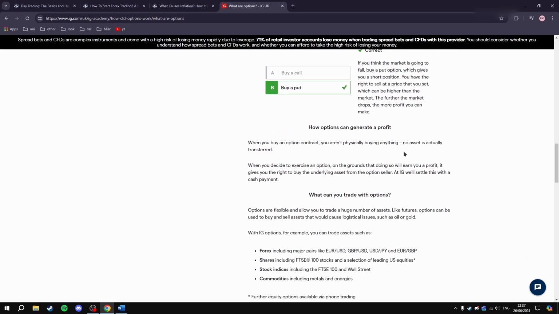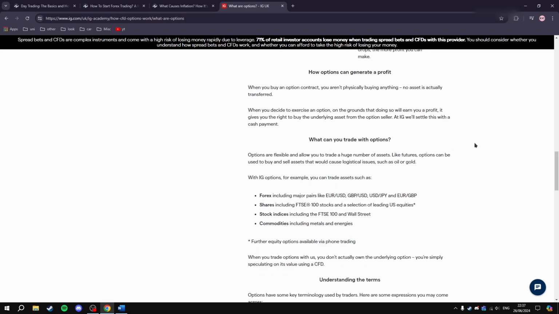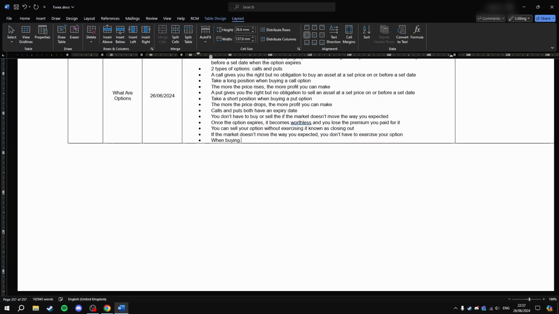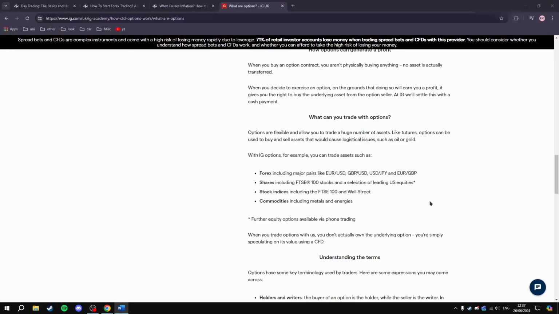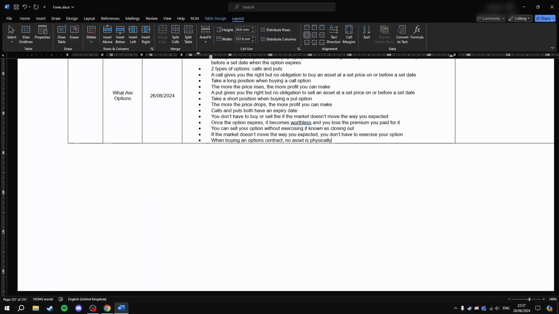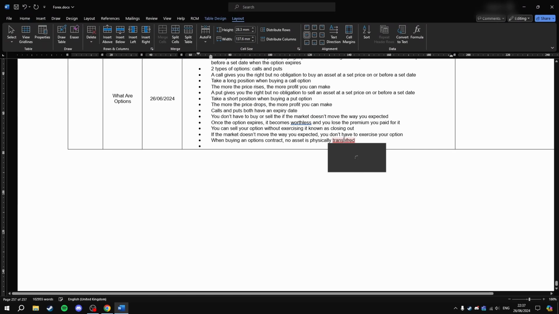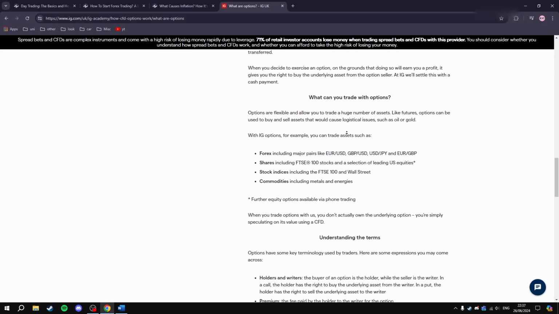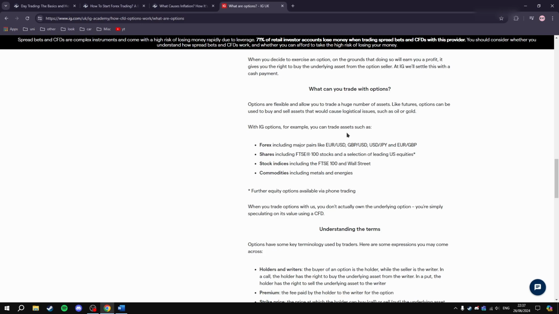So how can options generate a profit? When you buy an options contract, you aren't physically buying anything. No asset is actually transferred. When you decide to exercise an option on the grounds that doing so will earn you profit, it gives you the right to buy the underlying asset from an option seller. At IG, we'll settle this with a cash payment.